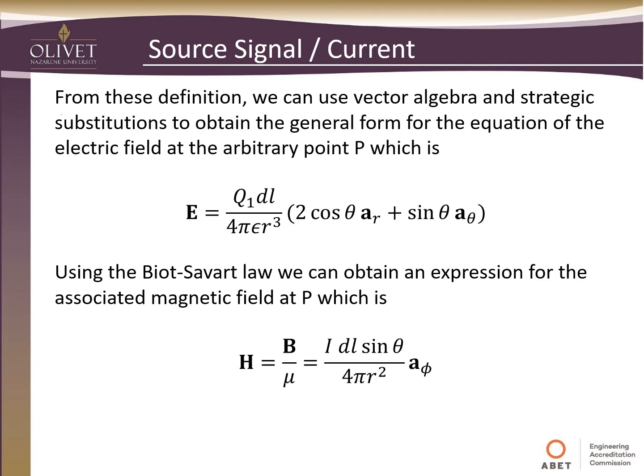So from this definition, we can use our vector algebra and some strategic substitutions, and we can obtain general forms for these equations for the electric field at this arbitrary point. And this is what we come up with. Likewise, we can use the Biot-Savart law, and we can obtain an expression for the associated magnetic field at the point P, which is this equation here.